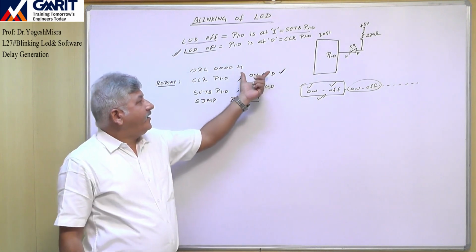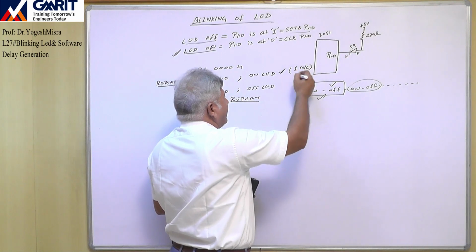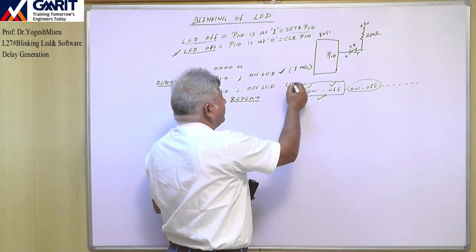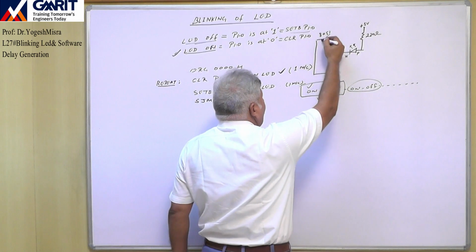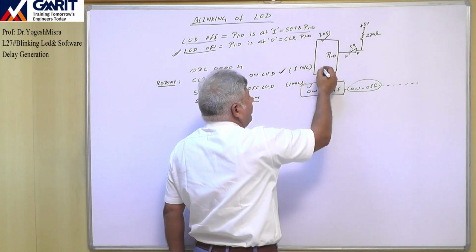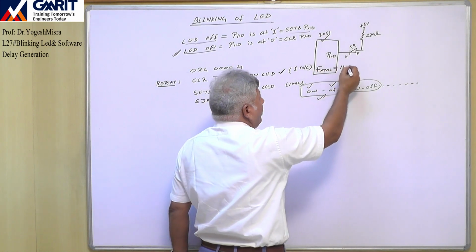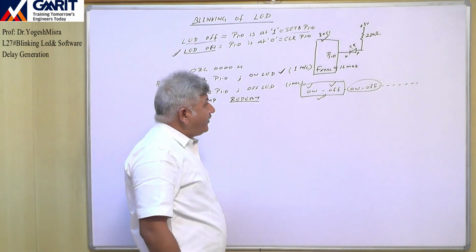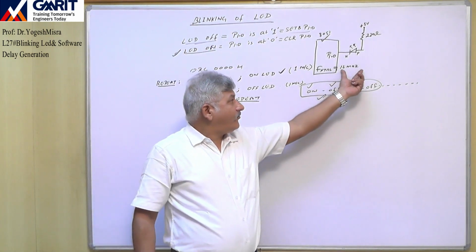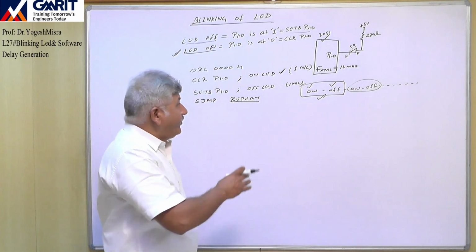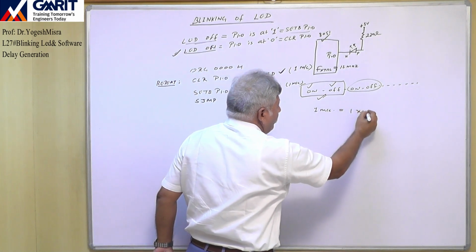The microcontroller executes this instruction in one machine cycle. This instruction also the microcontroller executes in one machine cycle. Suppose with this microcontroller we have connected a crystal of frequency 12 megahertz. Already in previous lectures we have calculated that if a crystal of 12 megahertz is connected, then the time required for one machine cycle will be 1 microsecond.